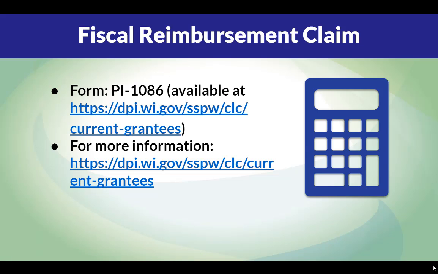Fiscal agents are also responsible for completing fiscal reimbursement claims. This is the means by which funds are made available under the federal CLC grant program to you, the subrecipient, through a reimbursement process. Grant reimbursements are completed by submitting the appropriate form PI 1086 directly to DPI's business office. The link to this form is on the current slide. Again, you can find a micro-webinar on completing a fiscal reimbursement claim form on the CLC Current Grantee Resources webpage.